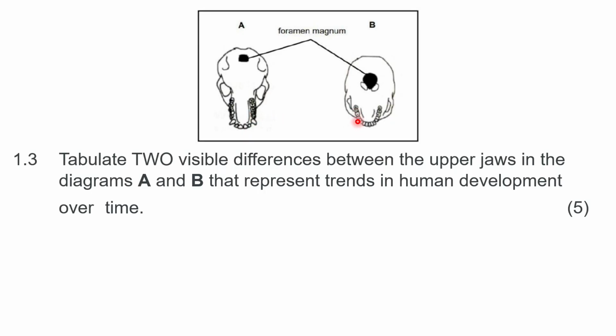Then the jawline, you can see it's more rectangular, whereas this one is more curved in shape. And then protruding jaw, the jaw is more forward, whereas in humans there's less protrusion taking place. So if I give you a question like that, to tabulate the difference, you have to draw a table.